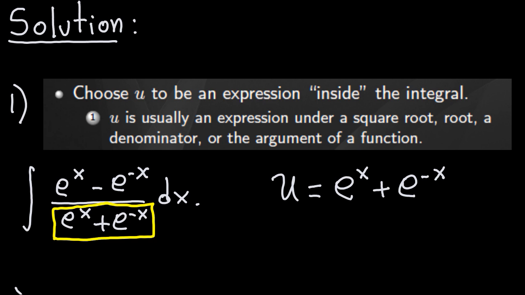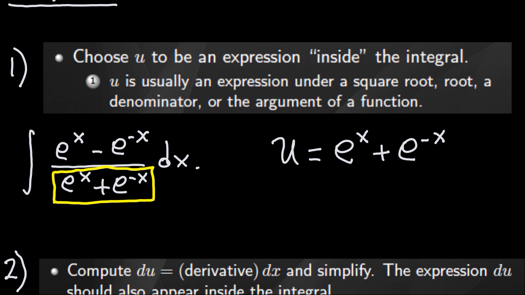The reason I'm doing that is because if I call this u, the du will be the top. It is a good idea to be quick and good with the rules of differentiation, because it will help you choose what u is. If you know exactly what the derivative is, you can search for it in the integral. So I'm going to try this u, e to the x plus e to the negative x.